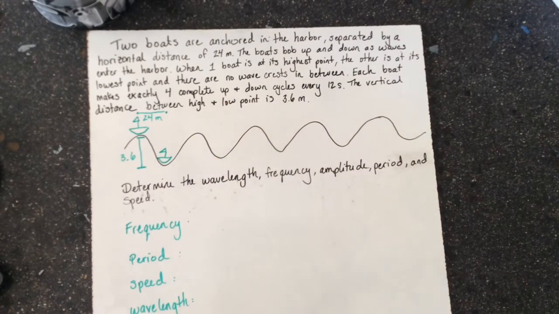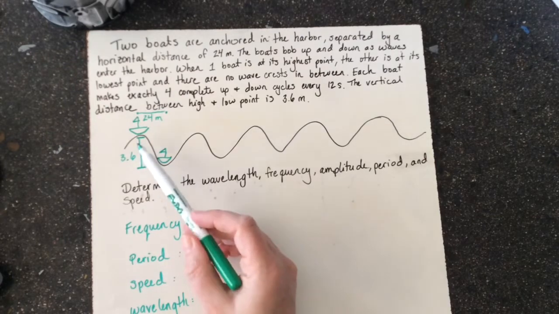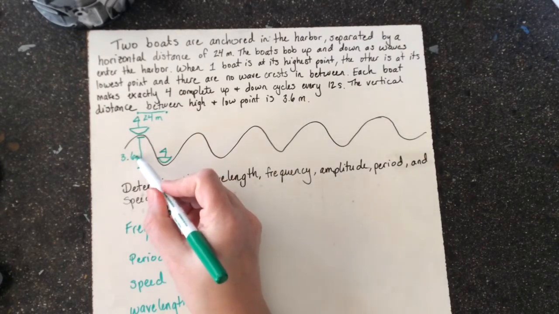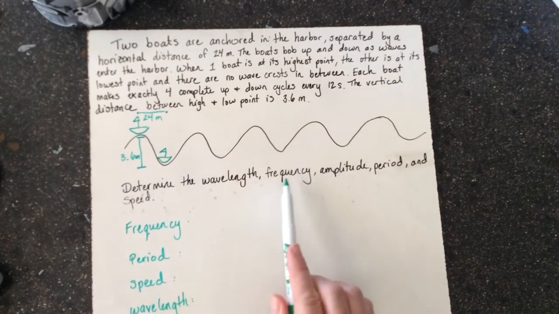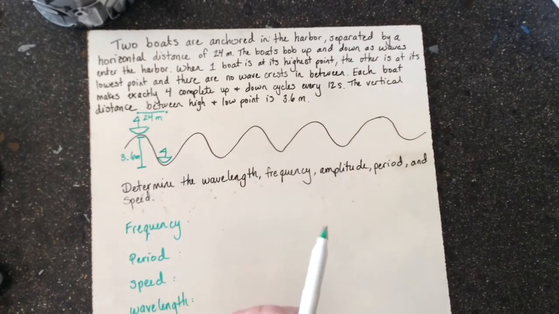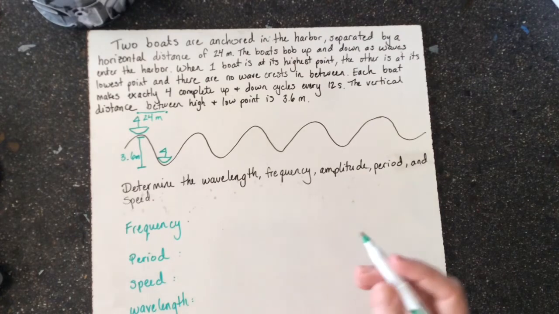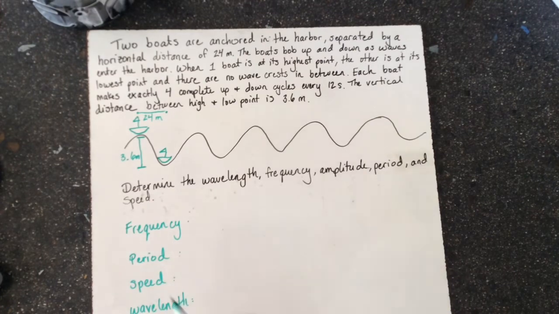Each boat makes exactly 4 complete up and down cycles every 12 seconds, and the vertical distance between the high and the low point for the boats is 3.6 meters. Okay, and we're supposed to use this information to determine the wavelength, frequency, amplitude, period, and speed of the wave. Let's start with the wavelength because that's one of the easier ones to figure out.